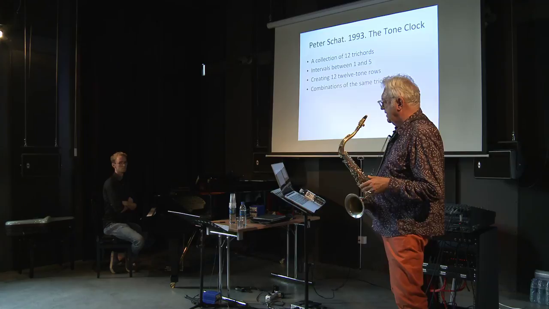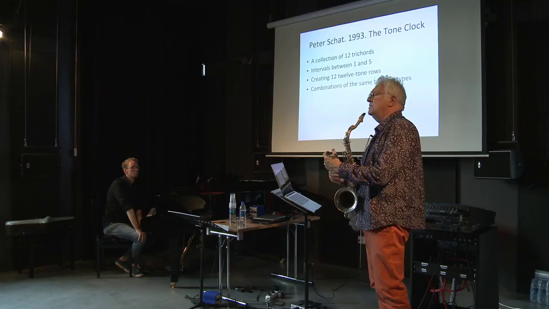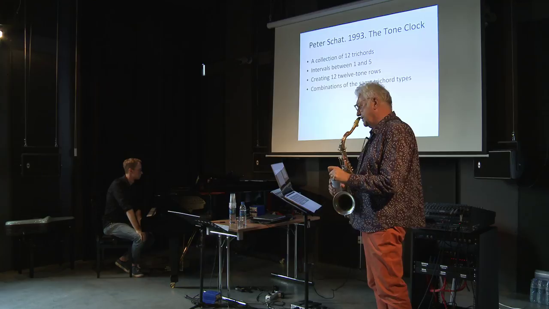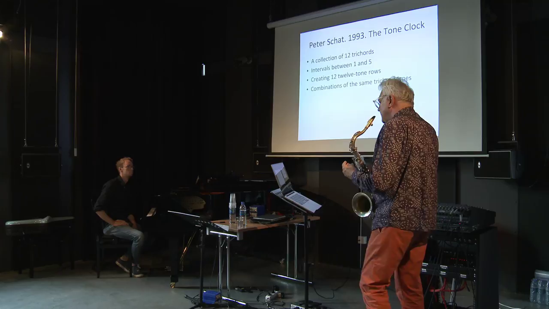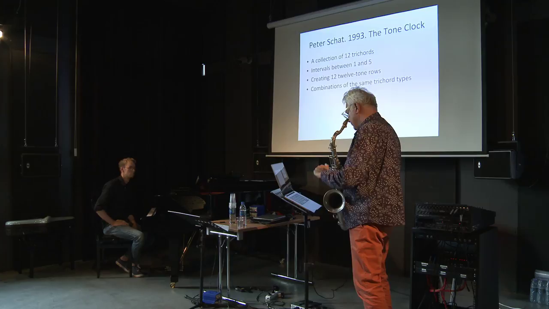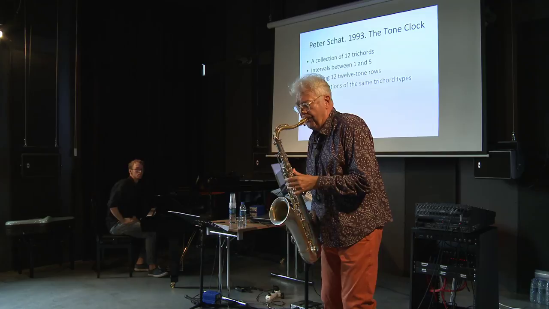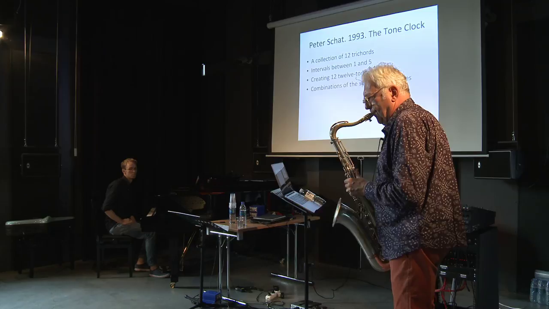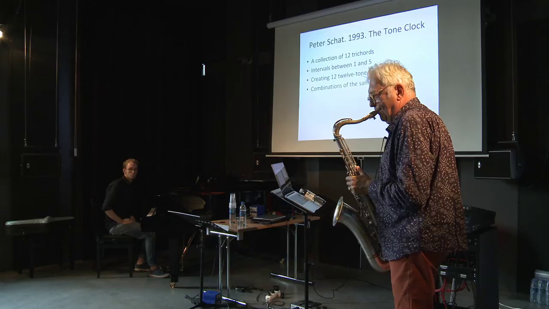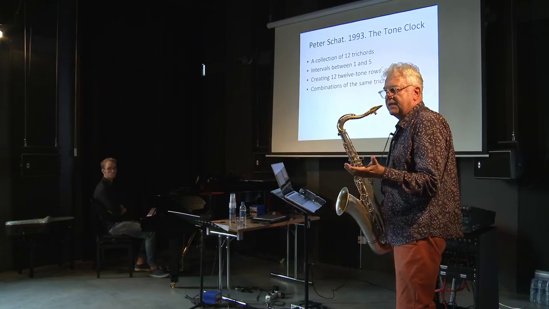And so on. Of course, the aim of using this model is not to create 12 tone rows. It is meant to, in the way Schat did himself in his compositions, combine trichords with the same structure. For instance, the one I just finished with. The color is maintained.